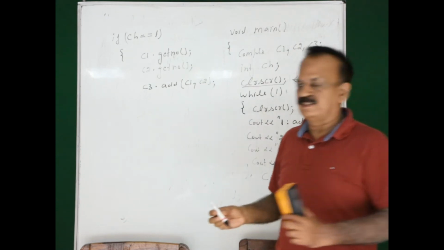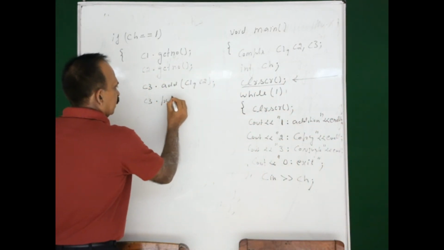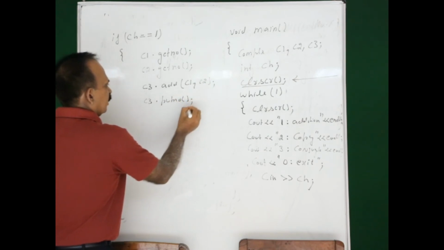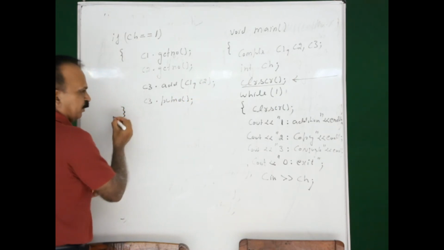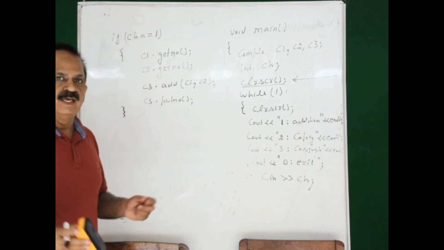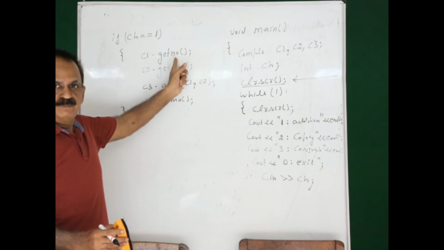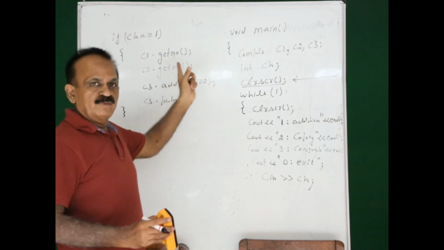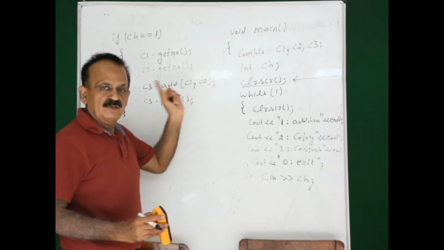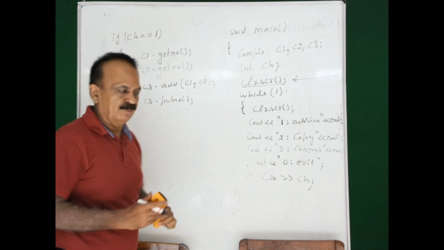I want to print this C3, and the process is simple. C3.putnumber. The logic writing is very simple. I am not having any logic with me now. All the logic is implemented in the class. I am just writing input of the number, input of the second number. It is addition of the two numbers, and the result is stored in the third number.